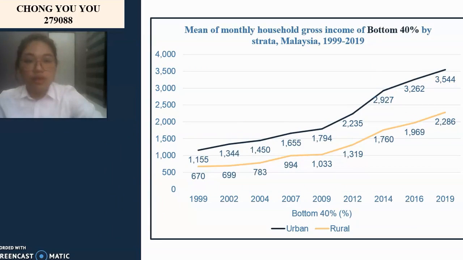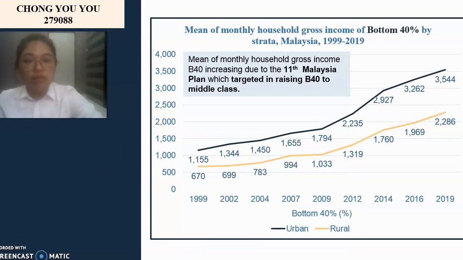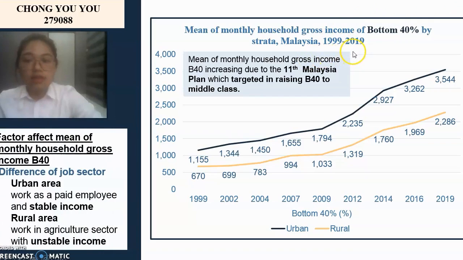Last is the B40 household growth. The mean of the monthly household gross income in B40 was increasing. This is because of the 11th Malaysia Plan launched by the government, which is targeted at raising B40 to middle class.